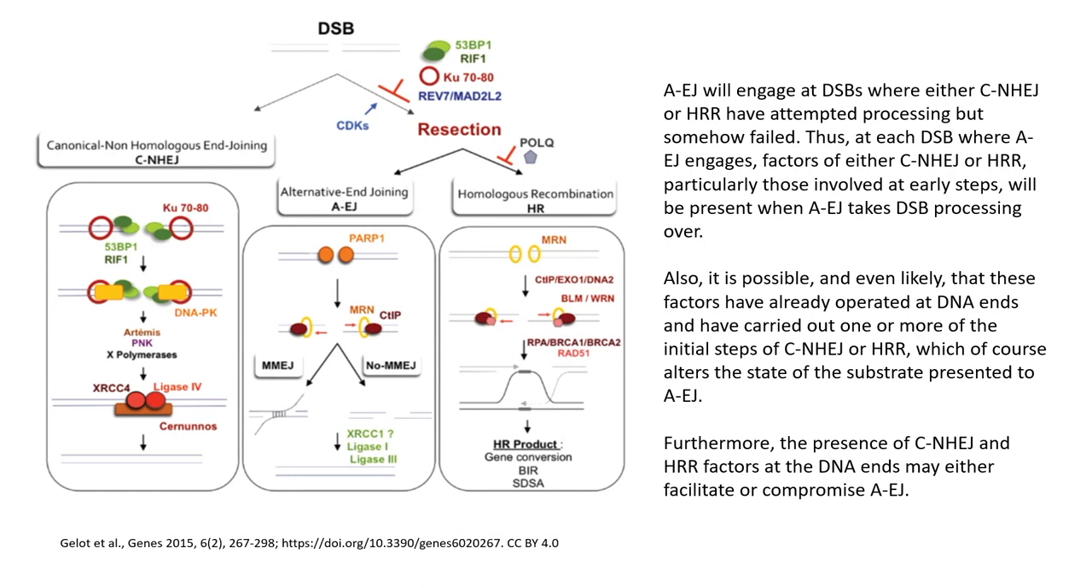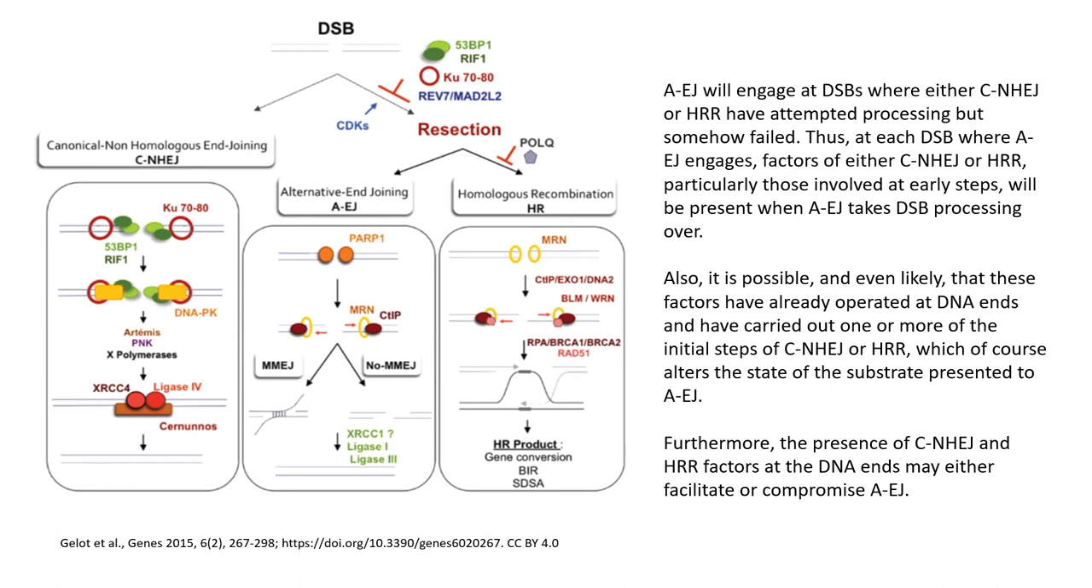So, in the alternative pathway, we will always find the presence of the initial players involved in the earlier two processes. Also, it is possible and even likely that these factors have already operated at the DNA ends, so resection has taken place, and it has carried out one or more of the initial steps of the C-NHEJ and HRR, which of course alters the state of the substrate presented to the alternative NHEJ.